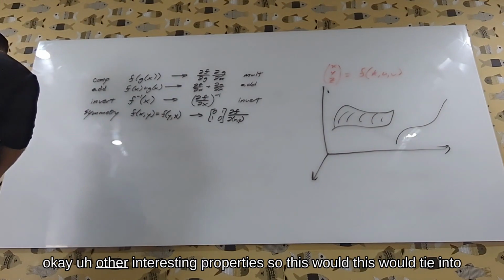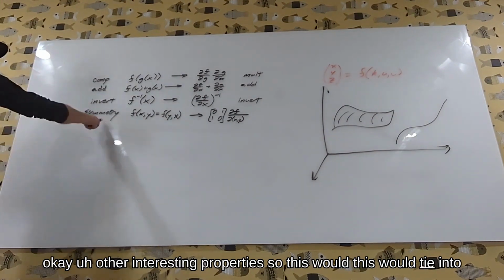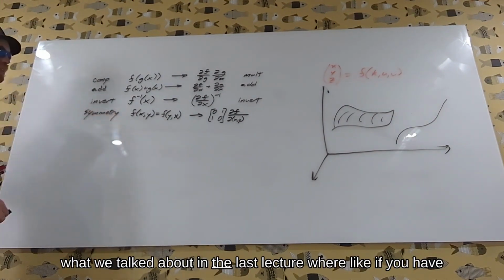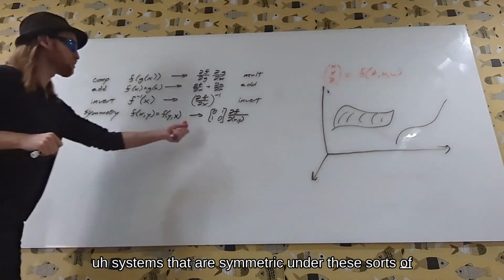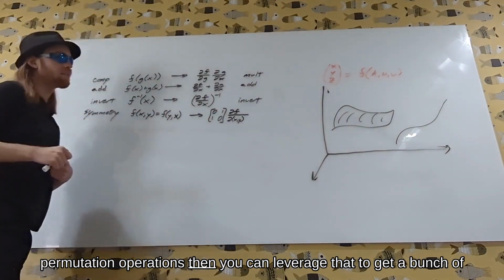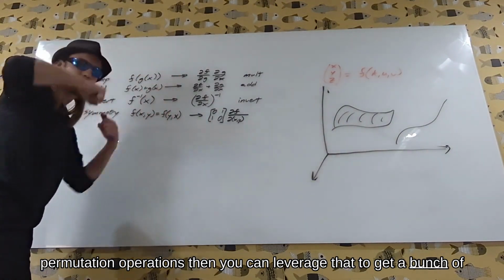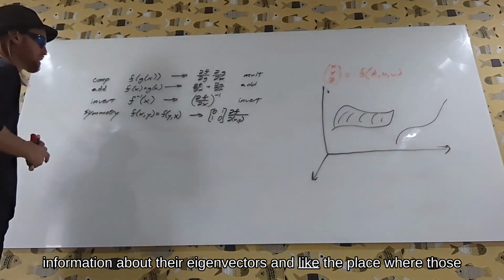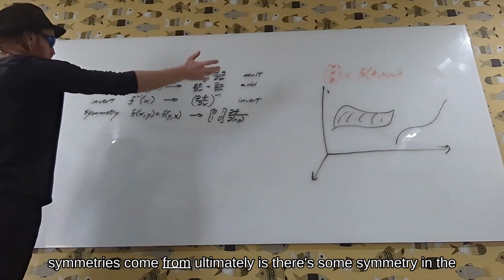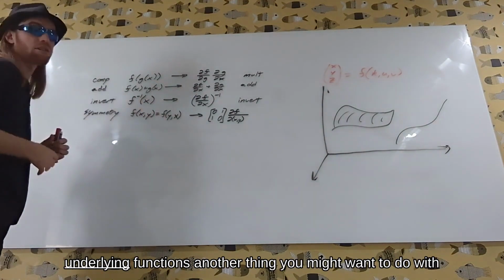Okay. Other interesting properties. This would tie into what we talked about in the last lecture, where if you have systems that are symmetric under these sorts of permutation operations, then you can leverage that to get a bunch of information about their eigenvectors. And the place where those symmetries ultimately come from is some symmetry in the underlying functions.